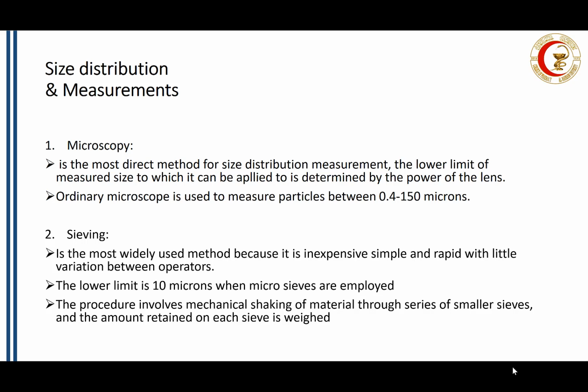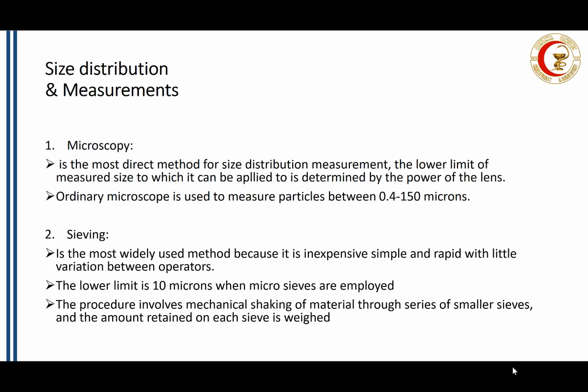The second method of measurement is sieving. This is the most widely used method in the pharmaceutical industry. Why? Because it is inexpensive, simple and rapid, with little variation between operators. Whichever the operator is, it can accurately give the size and the size distribution of the sample we have.